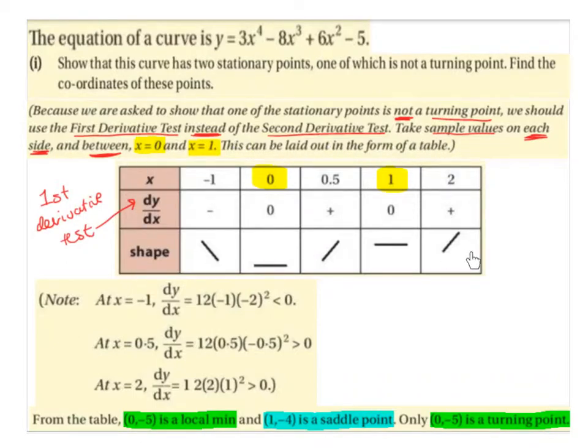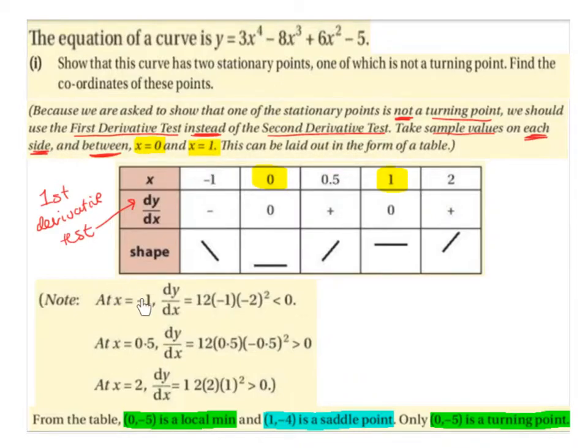So here's our table. The first row is our x values. These are our two actual x values that we worked out in the previous slide, and these are the x values either side of 0 and 1. Our next row is dy/dx, our first derivative test. So we already know that when x is 0, dy/dx is 0, and when x is 1, dy/dx is 0. Now we need to work out what happens for x equals -1, 0.5 and 2.